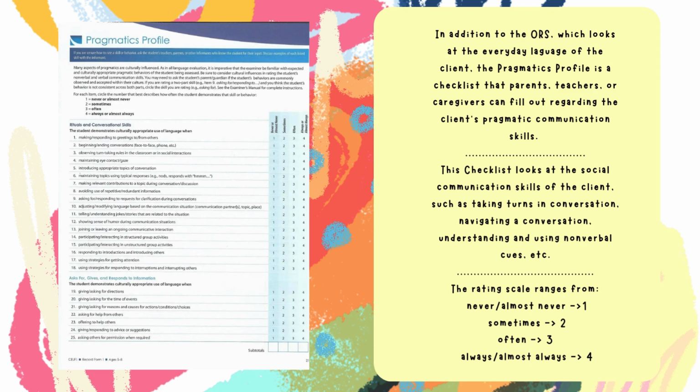In addition to the ORS, we have the Pragmatics Profile worksheet. And that's something, again, that caregivers, teachers, and parents can fill out. This looks at the way the client socializes or interacts on a daily basis. So it looks at things like taking turns in conversation, navigating a conversation, understanding and using nonverbal cues, and others. And this is also a rating scale. It's 1 through 4. So never would be a 1, sometimes would be a 2, often would be a 3, and always or almost always would be a 4.